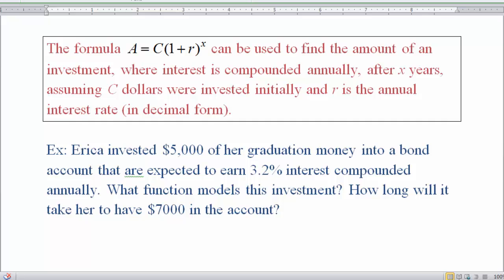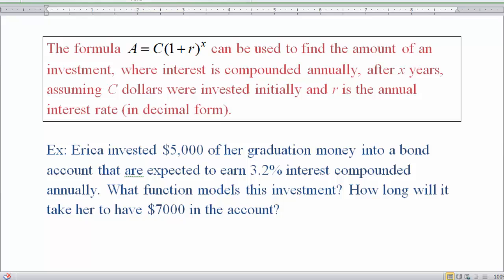Our final topic in section 9.2, which introduces exponential functions, is the compound interest formula. All right, and this is the first topic that we're actually going to need the use of our calculator on.